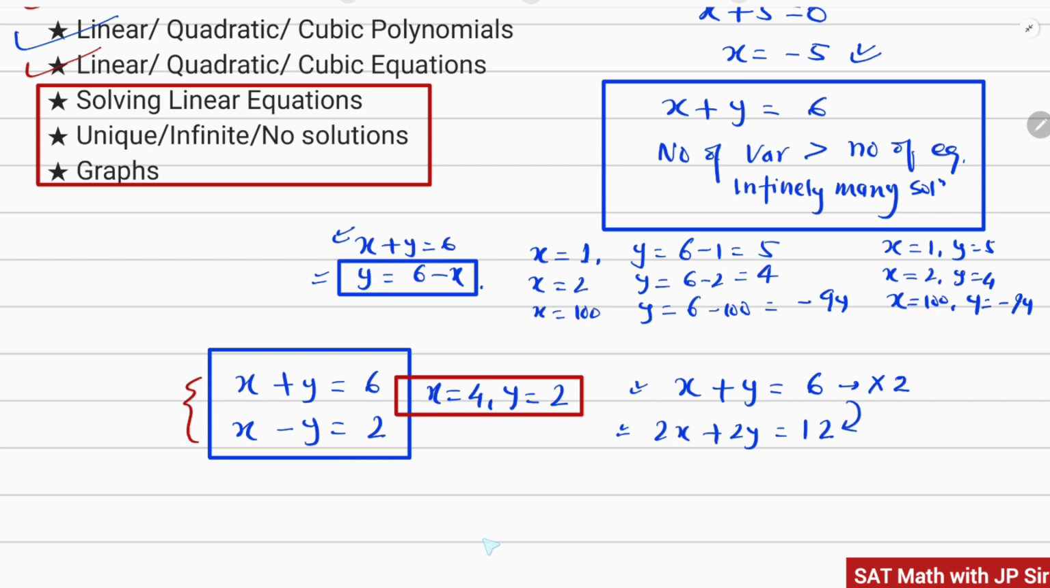If you draw a line, you will have the same line overlapping, one over another. We will draw these lines in graph paper later on. But first understand that when all the coefficients are in proportion, we will have infinitely many solutions. So now we are talking about this particular concept: when we have unique, infinitely many solutions and no solutions.